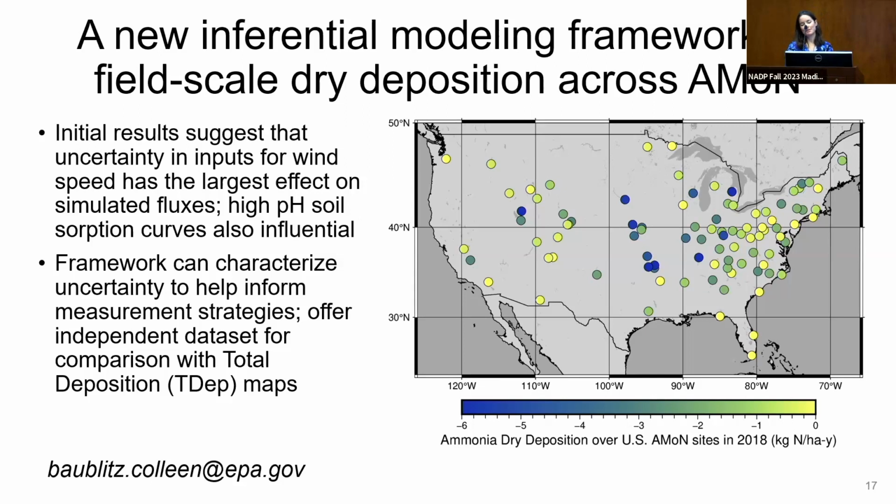This part of the presentation I truthfully didn't show here, which I know is a bad presentation practice, but we also have done some behind the scenes work looking at high pH soil sorption curves, which seem to be quite influential in those resistances and are pretty uncertain. What we're hoping this framework could be used for is to characterize uncertainty to help inform measurement strategies and possibly to offer an independent data set for comparison with the total deposition or TDEP maps. Okay, thanks.